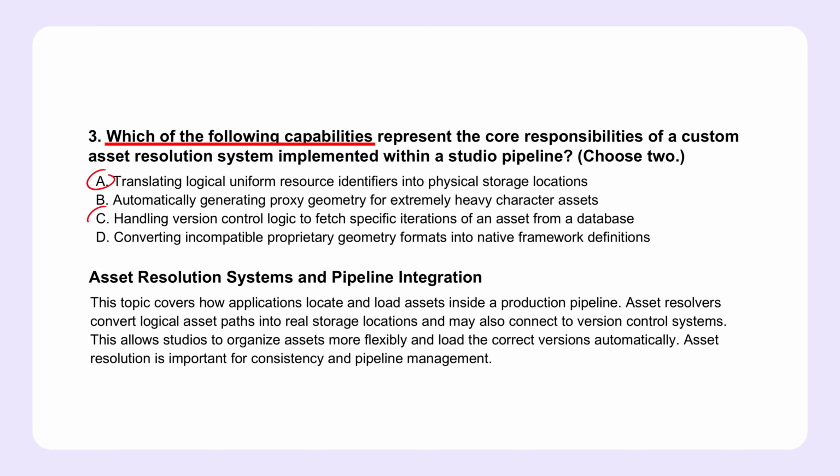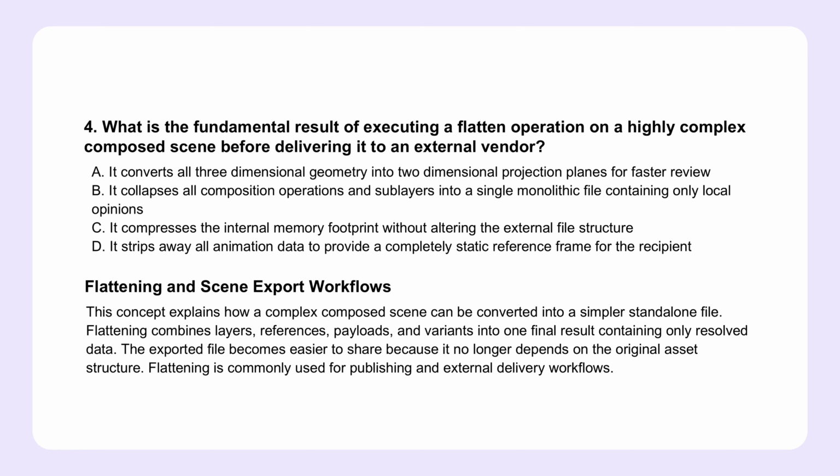That's option A. It finds the book so you don't have to memorize the exact shelf number. Exactly. Okay, so once the system resolves those assets and builds this massive complex scene, what happens when we need to package it up and send it to an external vendor who doesn't have access to our library? That's where flattening comes in. Right. Question 4 deals with flattening.